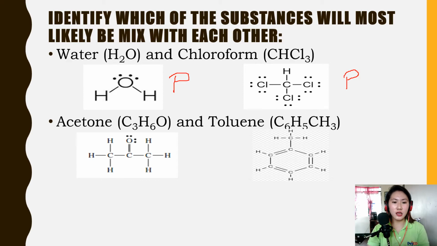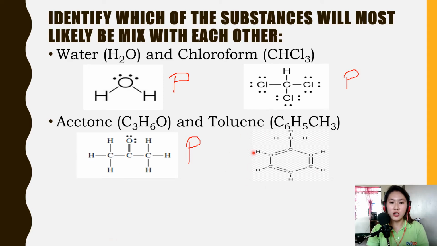So first, acetone. As you can see, the electrons are not equally distributed, since oxygen has electrons that are not yet paired with another atom. So this means an unequal distribution of electrons, and it is polar.